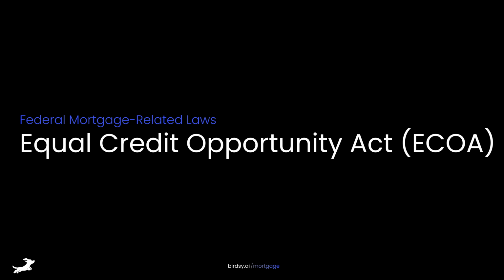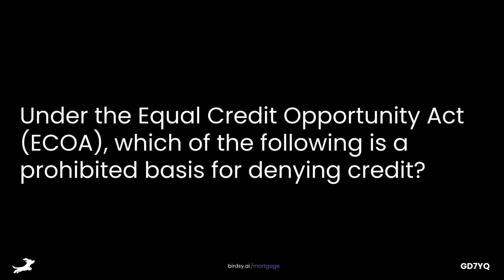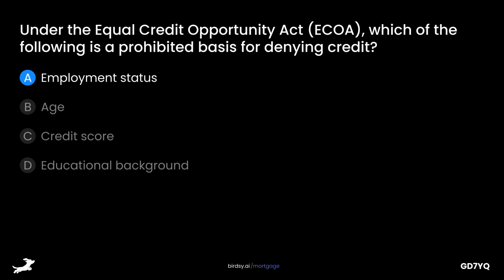Equal Credit Opportunity Act. Under the Equal Credit Opportunity Act, which of the following is a prohibited basis for denying credit? Is it A, employment status, B, age, C, credit score, or D, educational background? The answer is B, age.